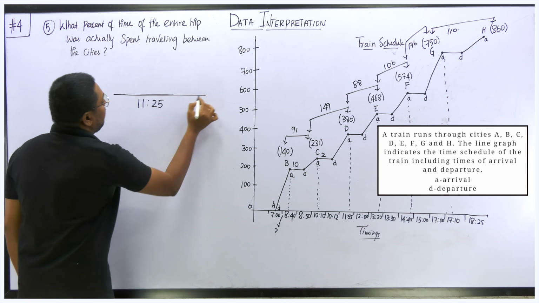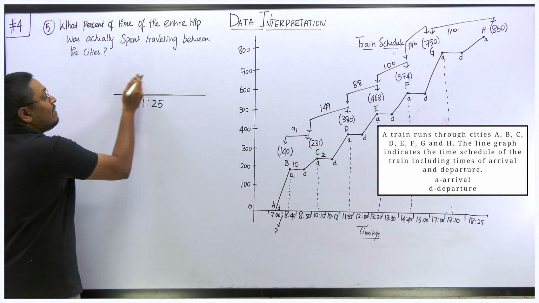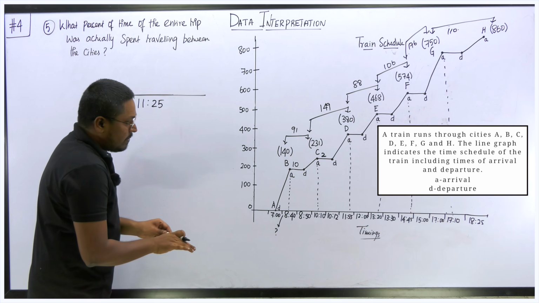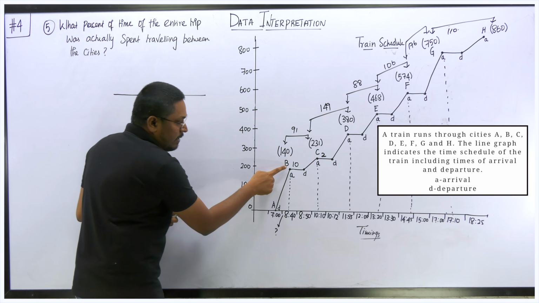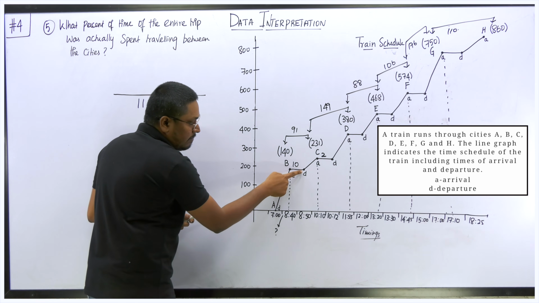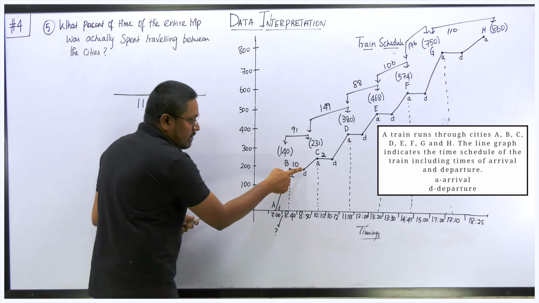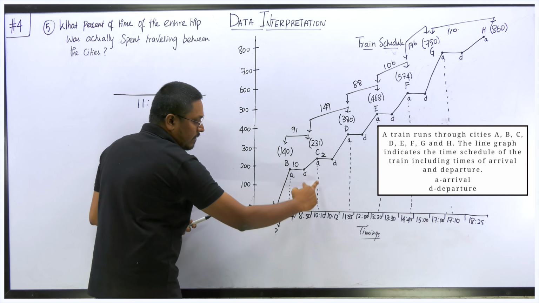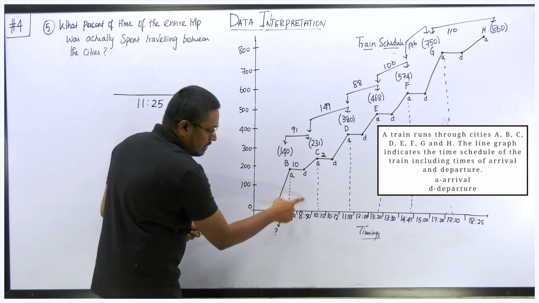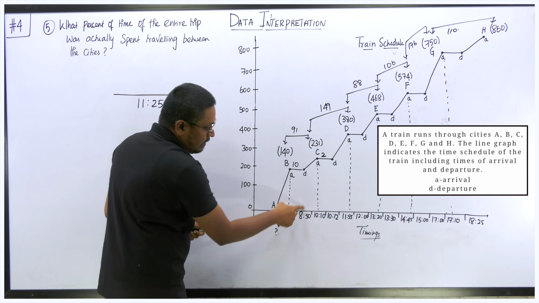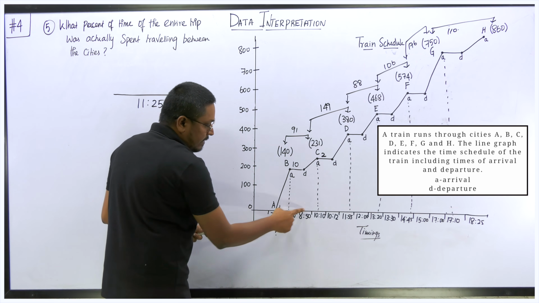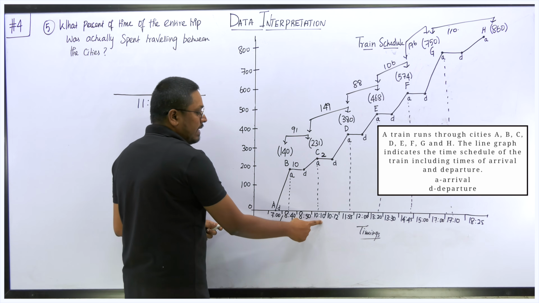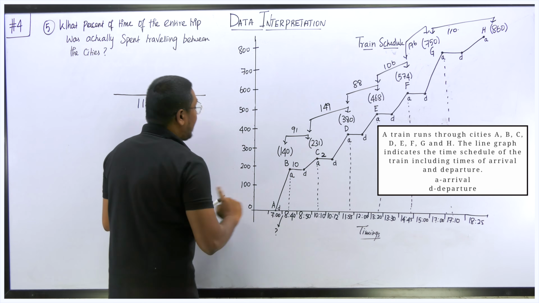Now you have to find the percentage of time between the cities. So for each city, how much time does it take? First, from city B, that is from point D, this is the departure time. From here it reaches city C. What is the timing difference? This will be 8:50, and this will be 10:10. So 10 minutes, here another 10 minutes, 20 minutes. So 1 hour 20 minutes.